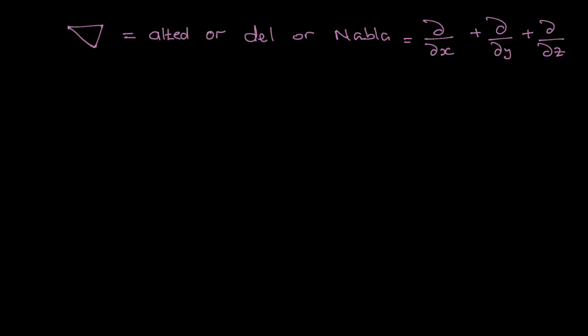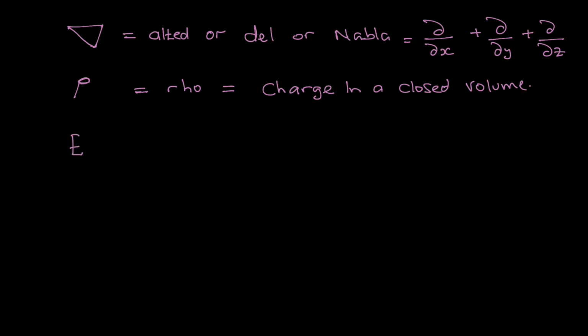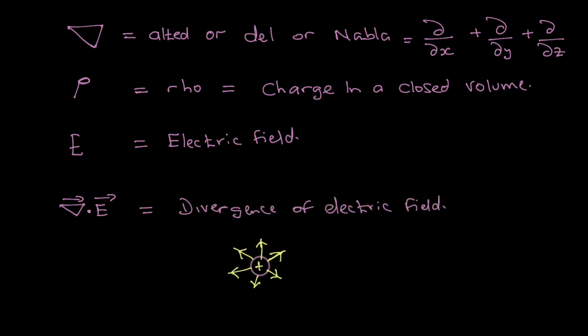From the Maxwell first equation, we know what del is, or Nabla, and that's the value for that. Rho is the density, the charge in a closed volume, because density is mass over volume, and the mass in this case we're looking at is a charge in a volume. E is the electric field, therefore the divergence of electric field E is describing a positive charge. Let's look at a positive charge.